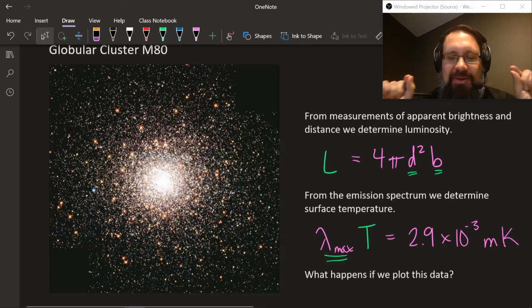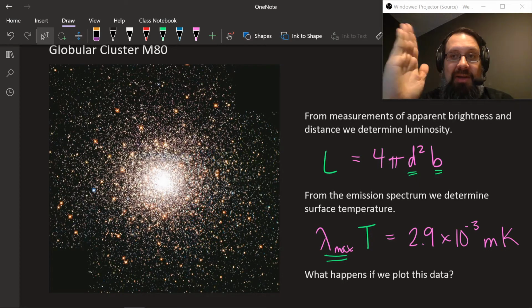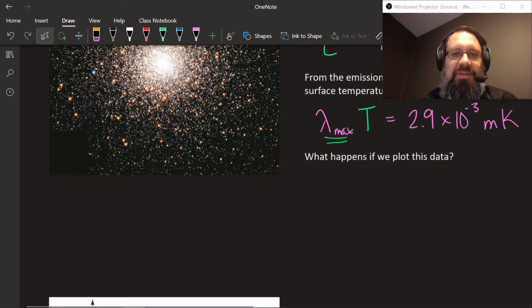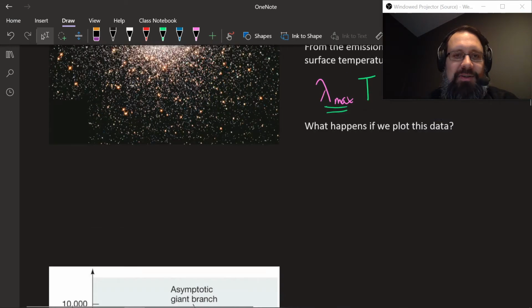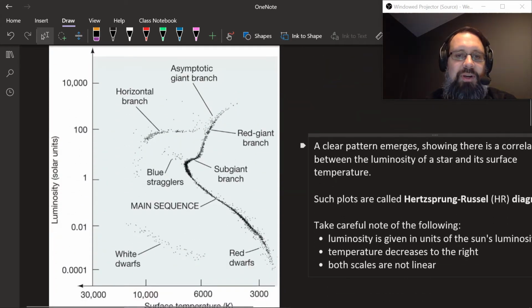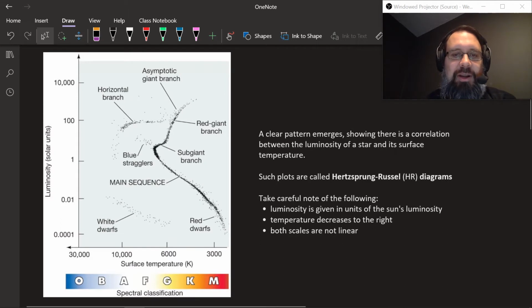Okay, so here's the question. What happens if we plot this data? What happens if we take the luminosities that we measure and plot that against the temperature of the star? And you end up getting this plot here. All of the stars in this cluster, we're going to plot all of them. We're going to measure every single pixel on this picture. We're going to determine the luminosity and the temperature for every single pixel. And if you do that, you create this graph, which is called a Hertzsprung-Russell diagram.